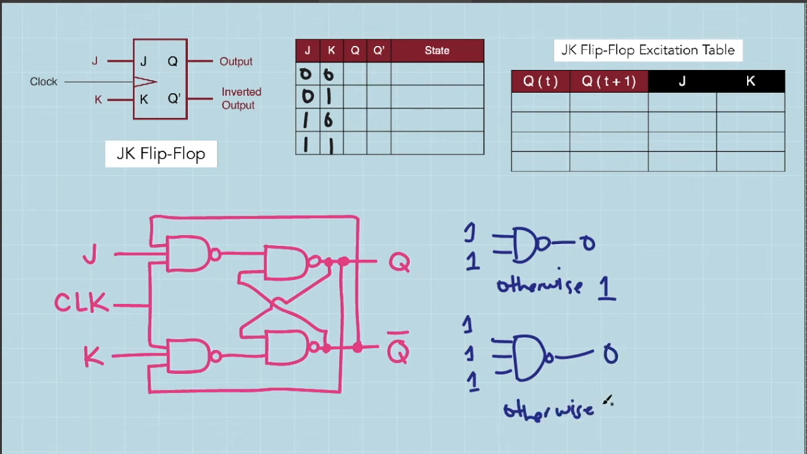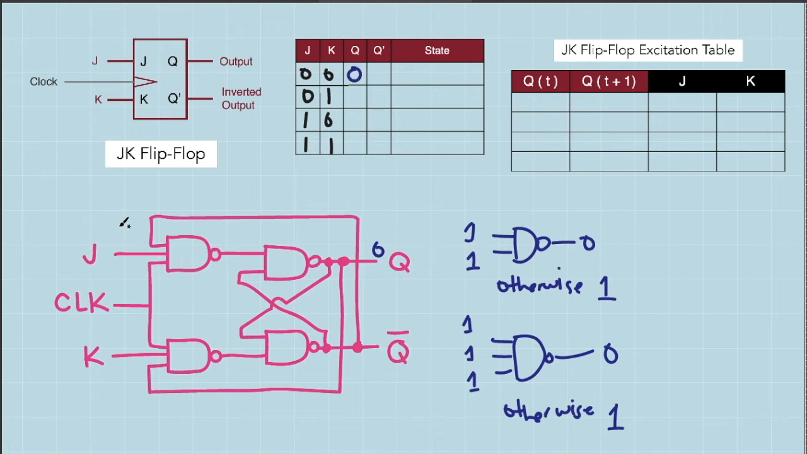So otherwise, this will result to an output of logic 1. So for the first case, 0, 0, let's just assume that for now, the output Q has 0 voltage, meaning to say it is in logic 0. So I'll put 0 here.